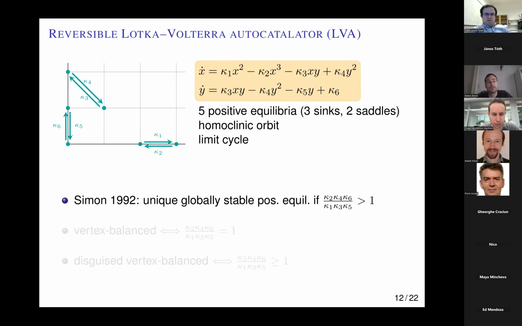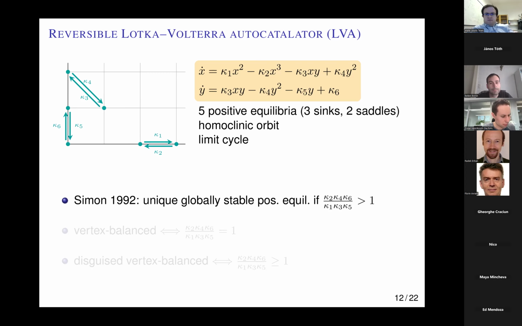Yet another example: the reversible Lotka-Volterra autocatalytor, which is something not absolutely trivial to analyze. You take the classical Lotka-Volterra reaction, except instead of the linear autocatalytic step, x goes to 2x, you take 2x goes to 3x, and you make everything reversible. Turns out, for some rate constants, it has 5 positive equilibria, 3 sinks, and 2 saddles. Homoclinic orbit, limit cycle, all of these are possible in this network for some choices of the rate constants.